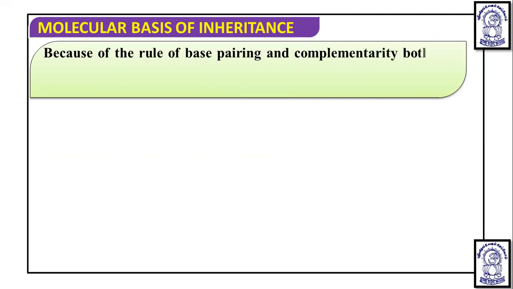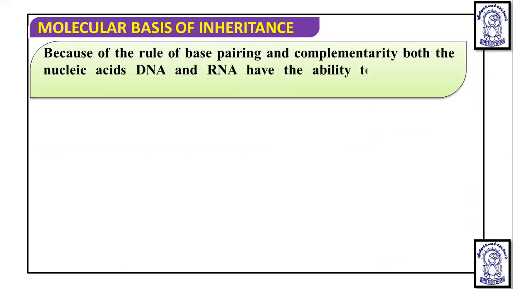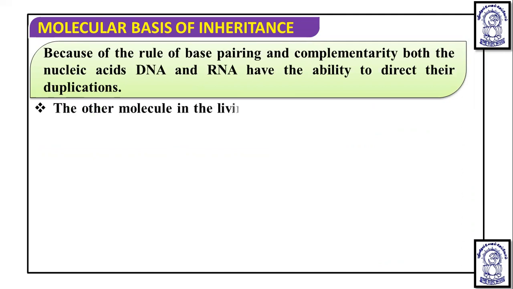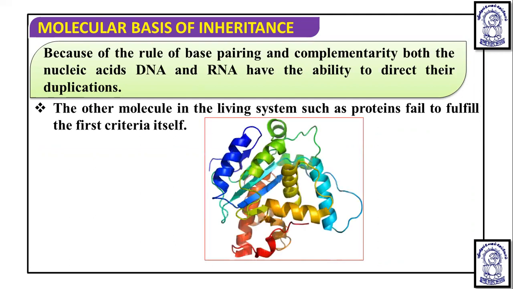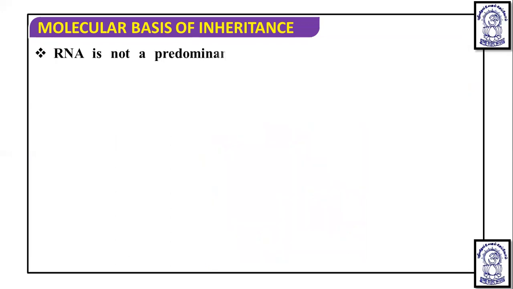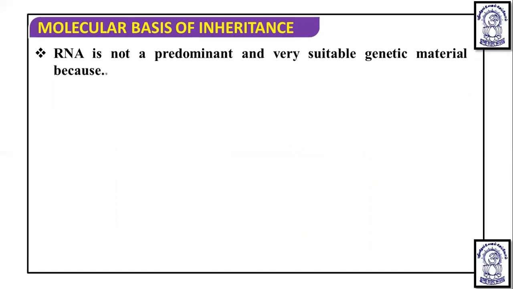Because of the rule of base pairing and complementarity, both the nucleic acids DNA and RNA have the ability to direct their duplication. They can direct their duplication because they have a complementarity law. The other molecule in the living system, such as protein, failed to fulfill the first criterion. It is not able to generate its copy on its own, so it cannot act as genetic material.